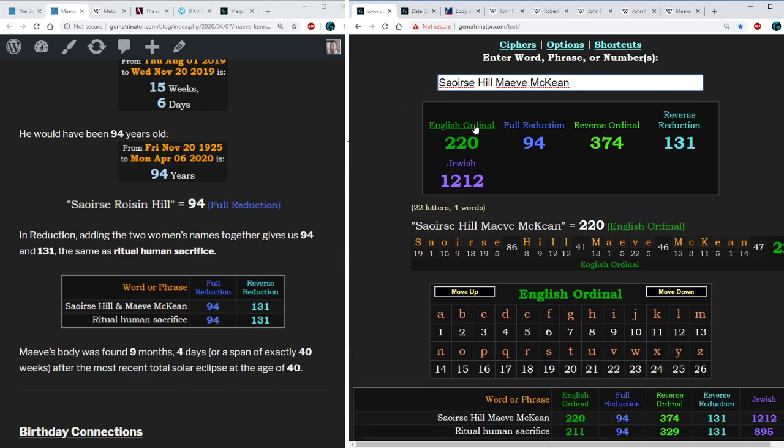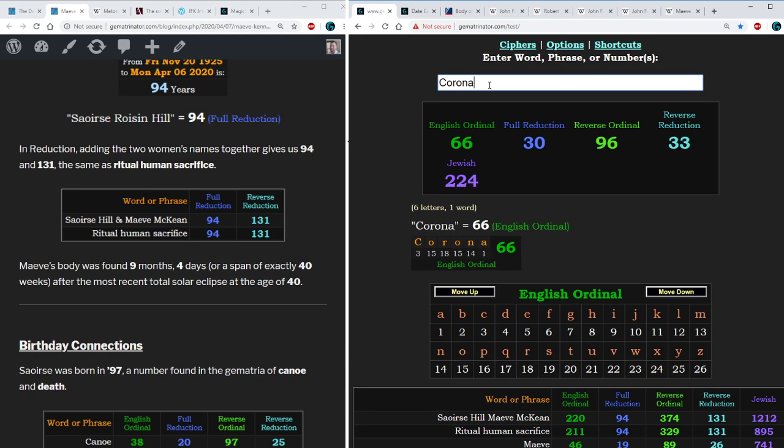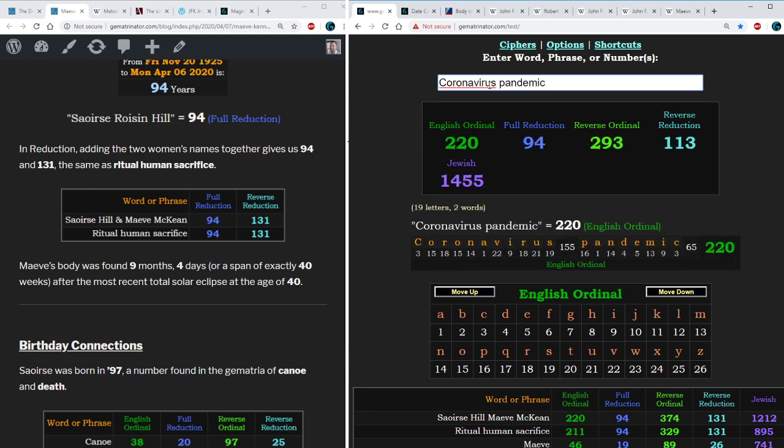Also notice how their names equal 220. This little ritual here is completed in the year 2020, as we're all locked indoors for the coronavirus pandemic. 220, 94.